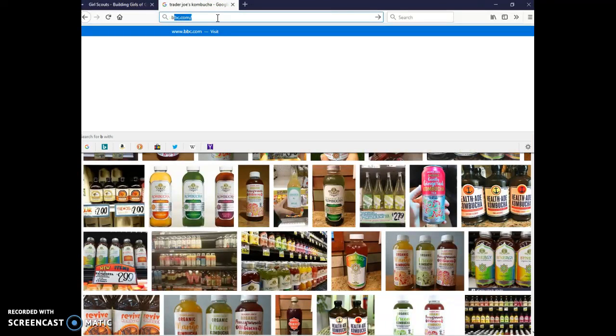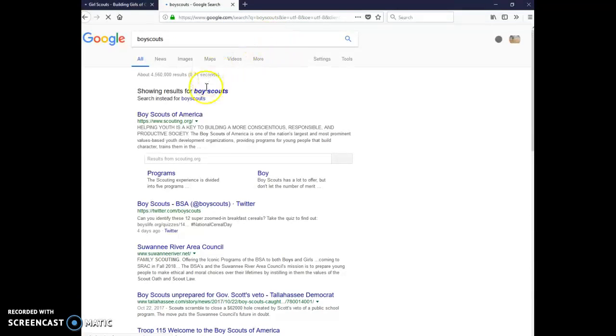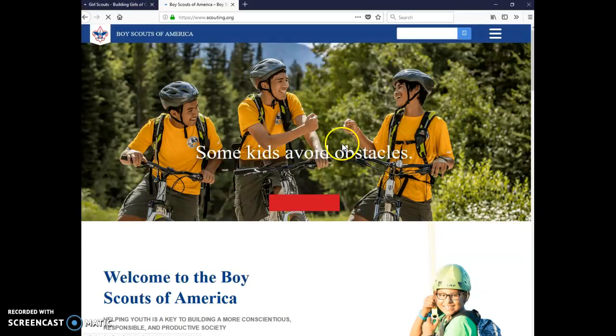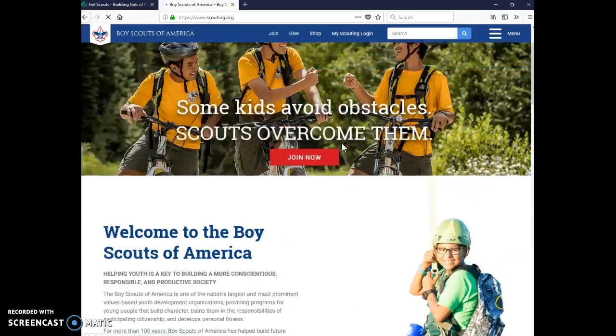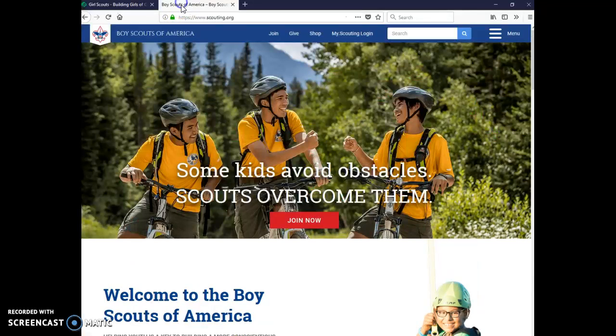Boy Scouts of America is blue. At first glance, they put these cookies here. That's what Girl Scouts of America is famous for. I think this is a good idea.